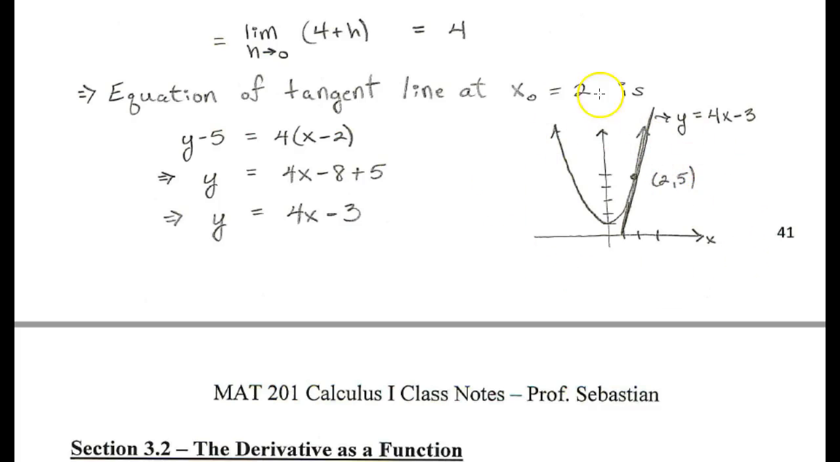And I just drew you a picture over here so you could see what you were doing. At the point (2, 5), you were finding the slope of the tangent line by finding the derivative, and then you found this equation of the tangent line by using the point-slope form.